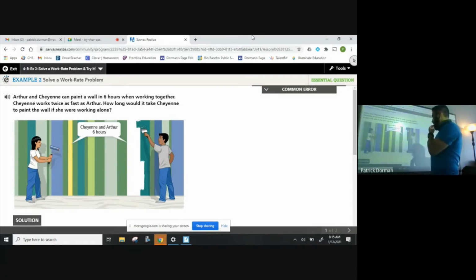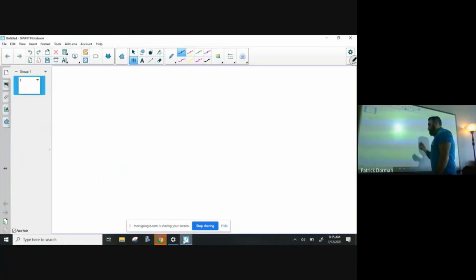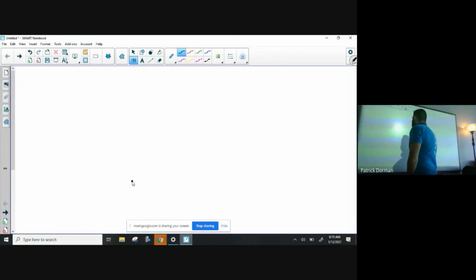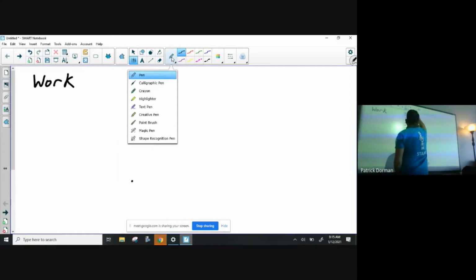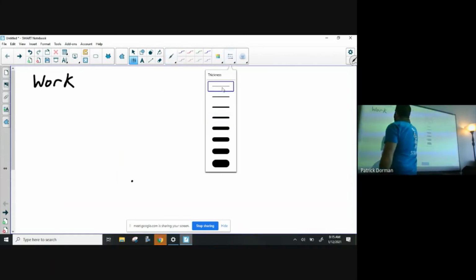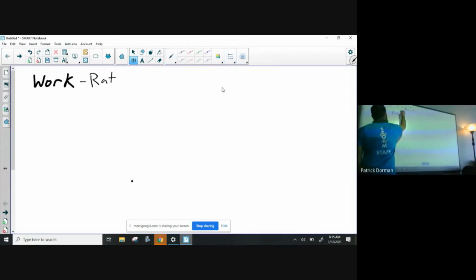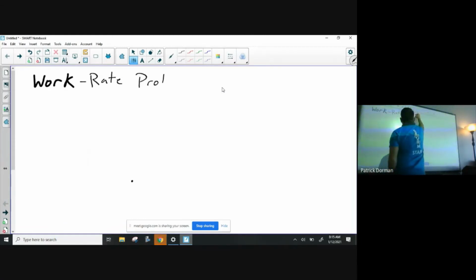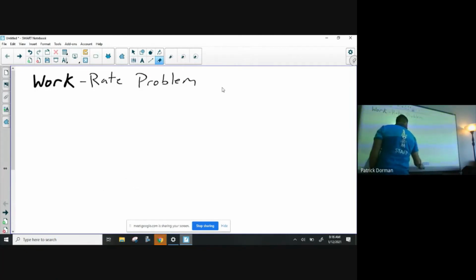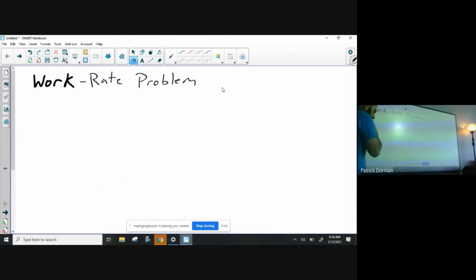All right, Cheyenne and Arthur. So first of all, let's talk about how we're going to set these things up. So for a work rate problem, it's just a word problem that winds up with a rational equation that we have to solve. This is the way we're going to do this.